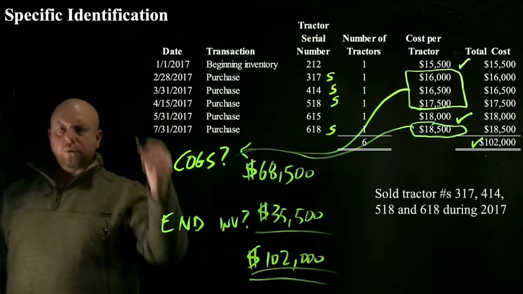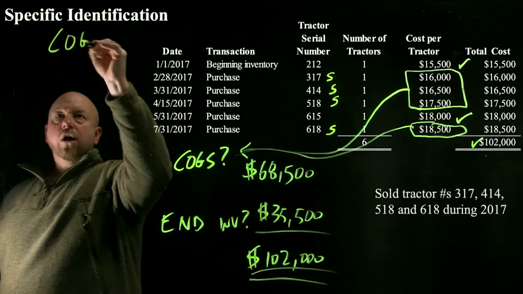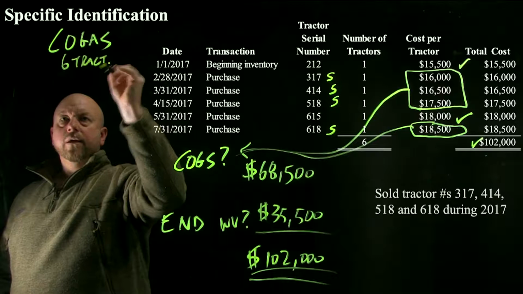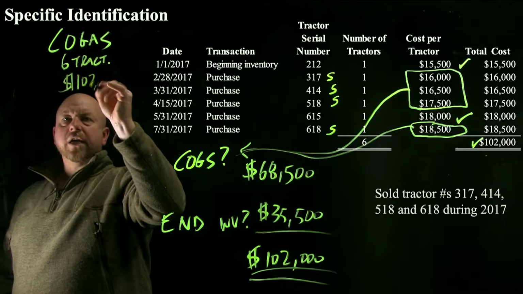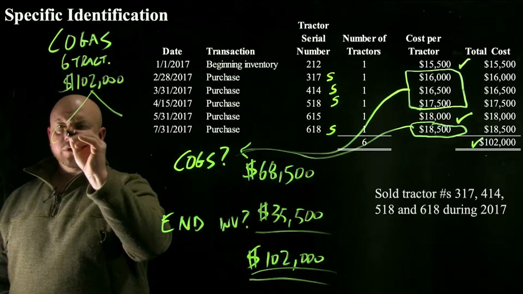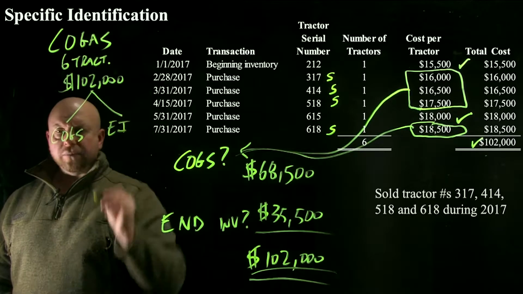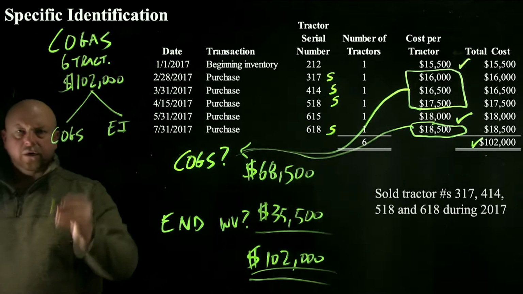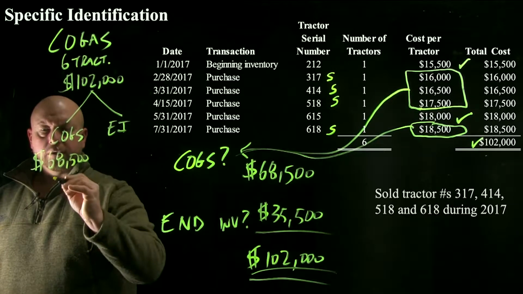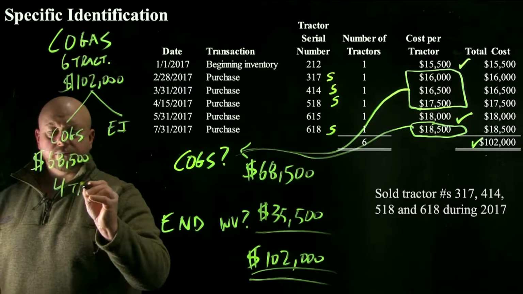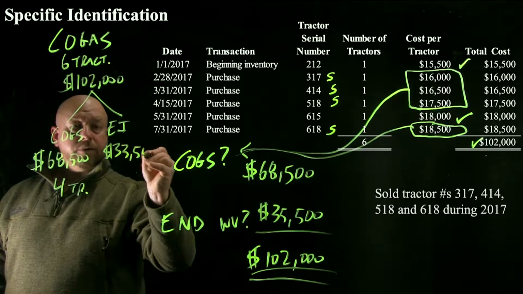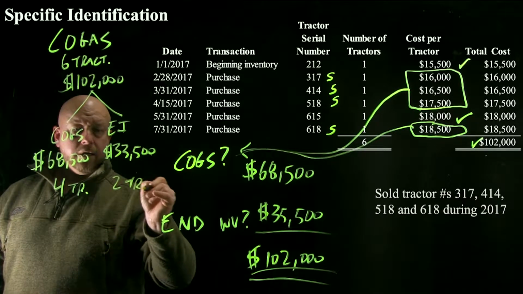Just as kind of an overall reminder, what we are doing with cost of goods available for sale, which is 6 tractors and $102,000, it doesn't make a difference which method you are using. Okay, I mean, the dollars will be different, but the concept right here is the same. You're essentially dividing those assets. So in other words, 4 tractors sold. You're dividing the assets and the dollars between the income statement and the balance sheet.